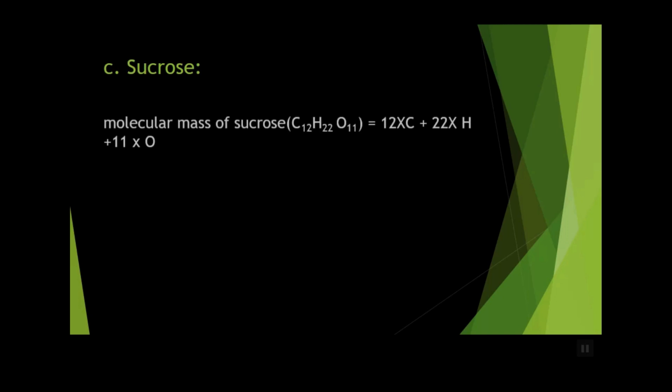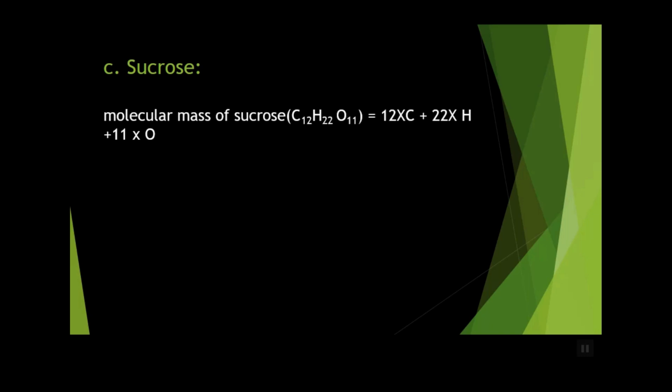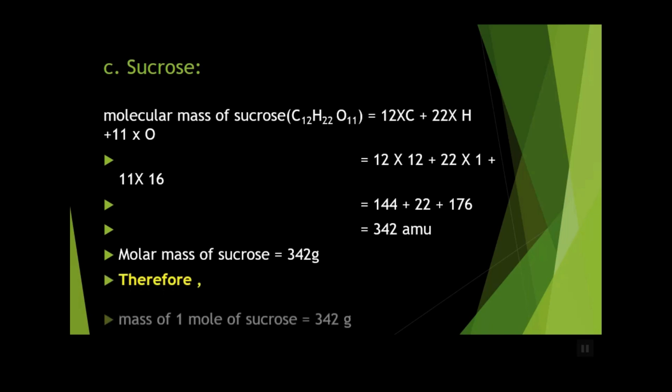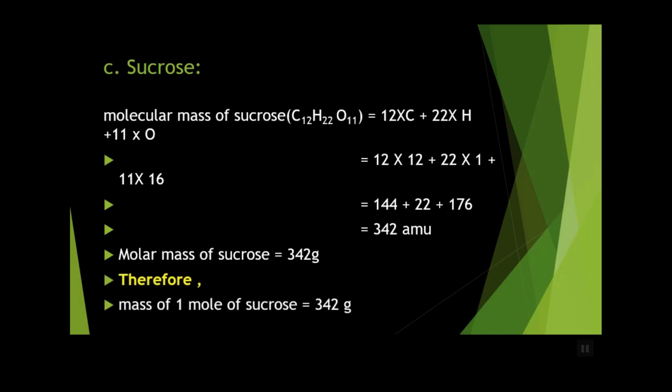Now, sucrose, C12H22O11. Molecular mass of sucrose is equal to 12 into carbon, because we have 12 carbon atoms, plus 22 into hydrogen, because we have 22 hydrogen atoms, plus 11 into oxygen, because we have 11 oxygen atoms. Put their atomic masses and finally we get the answer 342 AMU. So students, molar mass of sucrose is 342 gram. Therefore, mass of 1 mole of sucrose is 342 gram.